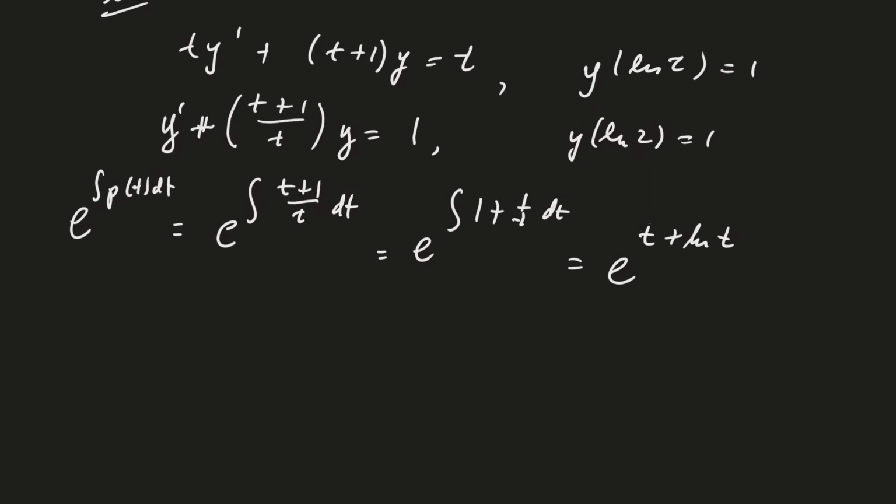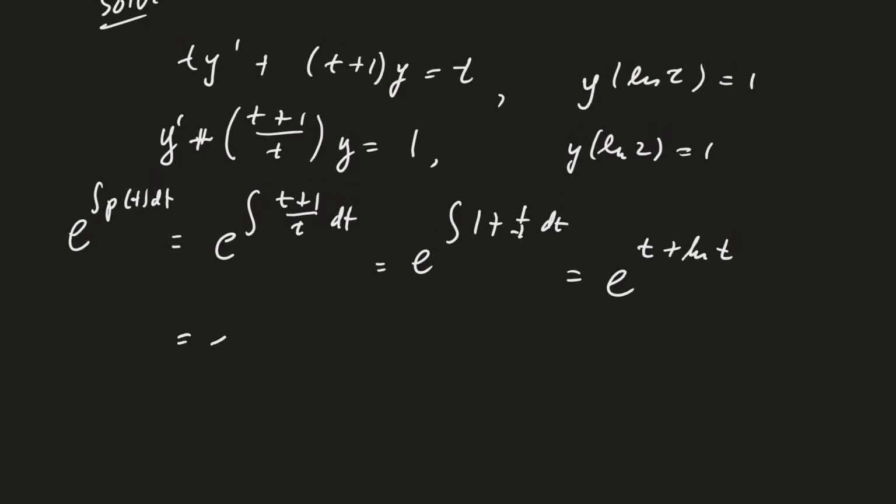And now that's going to be equal to e to the t times e to the natural log of t. And please remember to simplify this. It gets a lot of people. E to the natural log of t is just equal to t. And then we have our t e to the t. So this is now the integrating factor. And so what do we do with our integrating factor? Multiply both sides of our equation by the integrating factor.